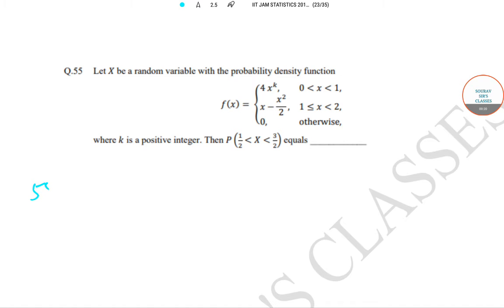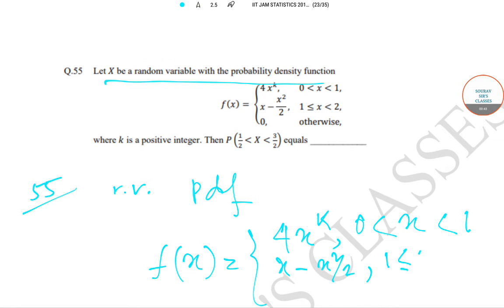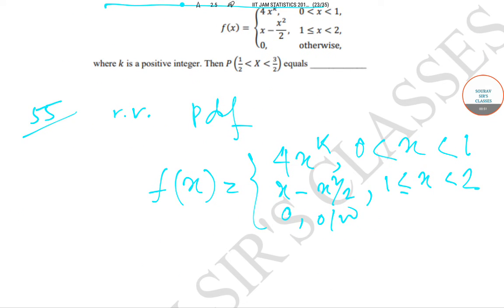Let's start with question number 15. In question number 15, we are given that x is a random variable with PDF f of x equals 4x to the power k for 0 less than x less than 1, x minus x square by 2 for 1 less than or equal to x less than 2, and 0 otherwise. Now we have to calculate P of half less than x less than 3 by 2.